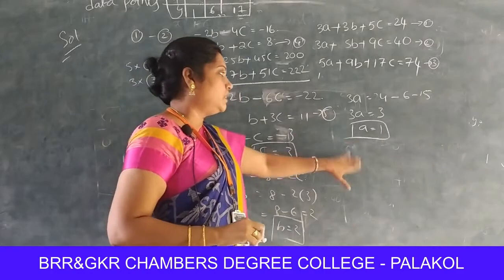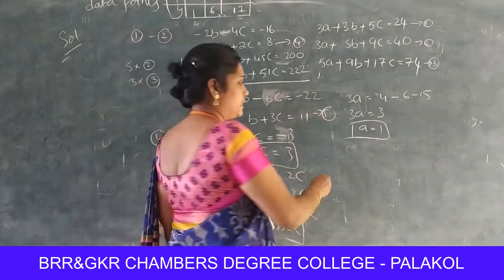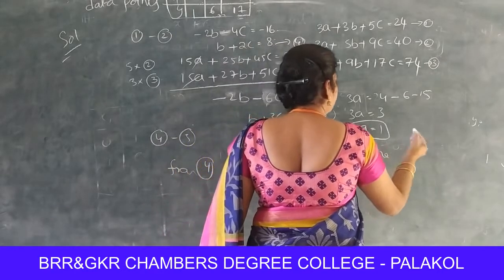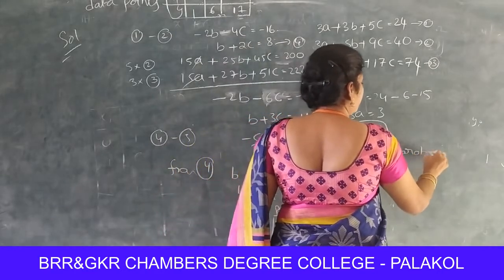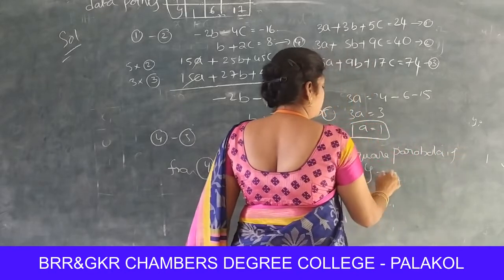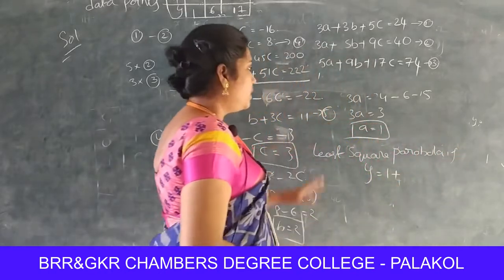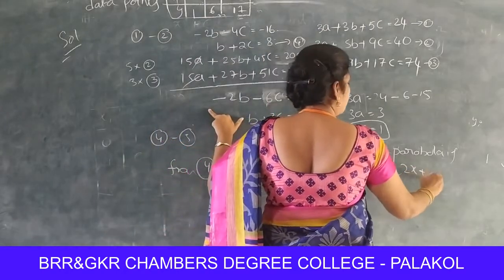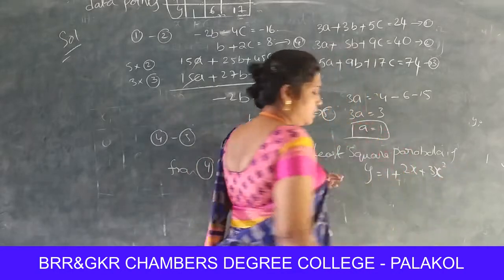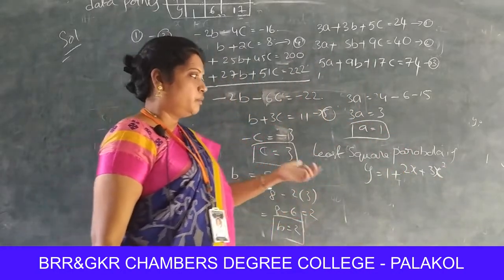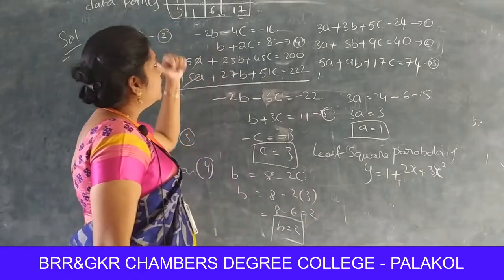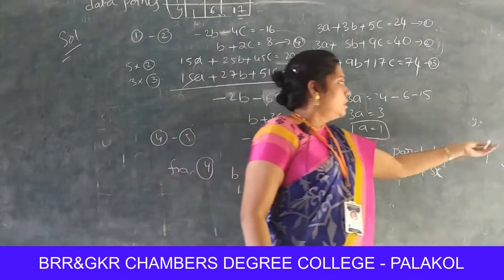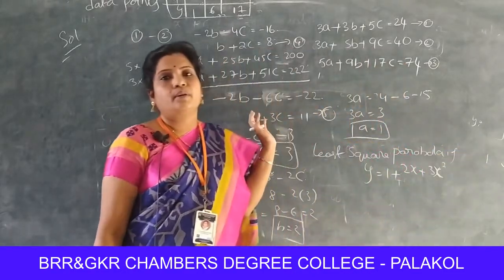Therefore, our required least square parabola is y is equal to the A value 1, plus Bx, the B value 2x, plus 3x square. So, it is a least square parabola to the given data x, y values. This is the fitting of a parabola equation.